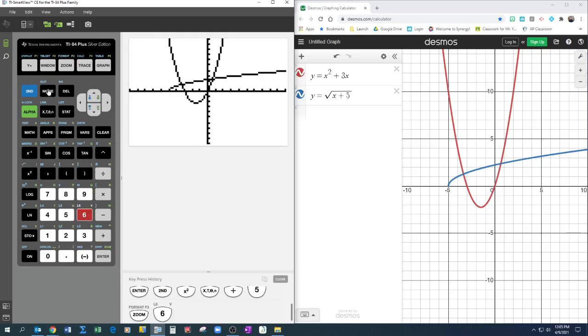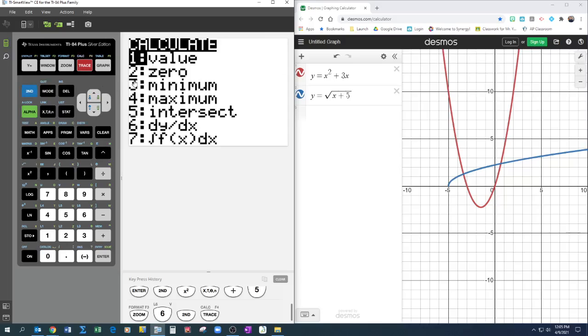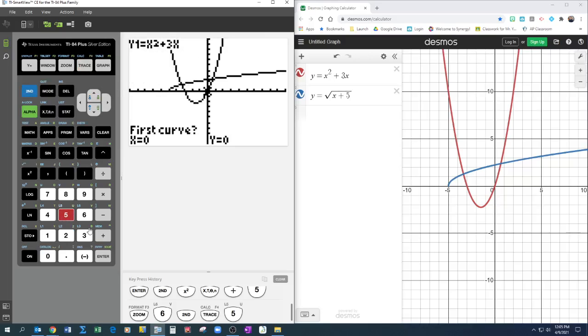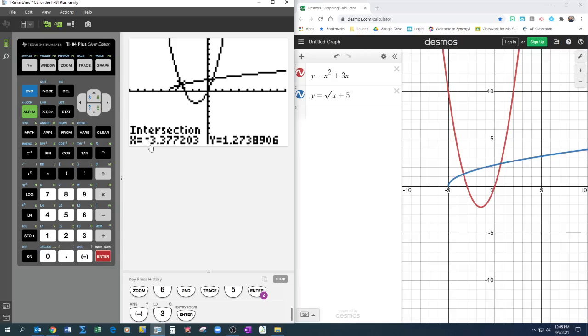Okay, so once again, we're going to do our second calc to get our intersect. That's our 5. First curve is y1, good, enter. Second curve is y2, good, enter. And for our guess, I want the one that's over here, kind of close to negative 3-ish. And it turns out to be negative 3.377203, and it probably goes on much longer than that.